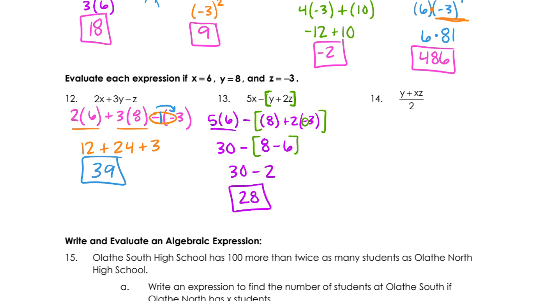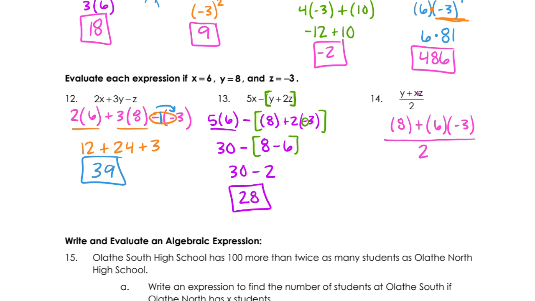And then number 14, last one for this section, plugging in y would be 8 plus x is 6 and z is negative 3. So I have 8 plus 6 times negative 3. That's what's happening between x and z here, remember, and then all divided by 2. So I need to get the numerator all simplified to one number before I can divide anything by 2. So I'm going to leave that 2 alone.